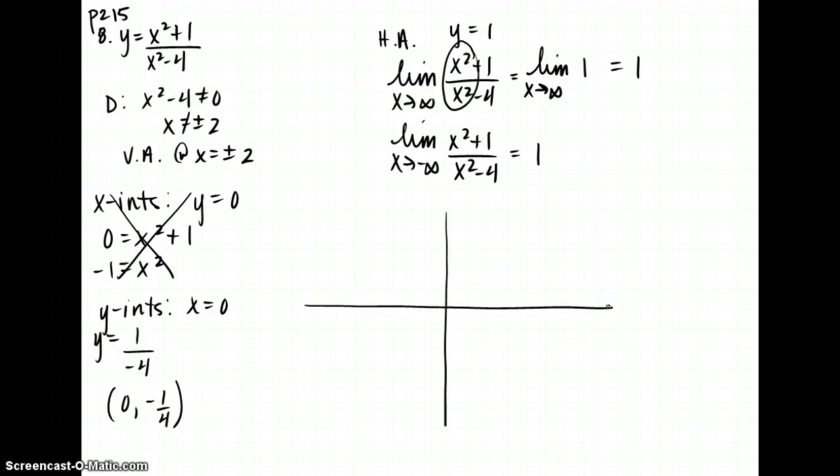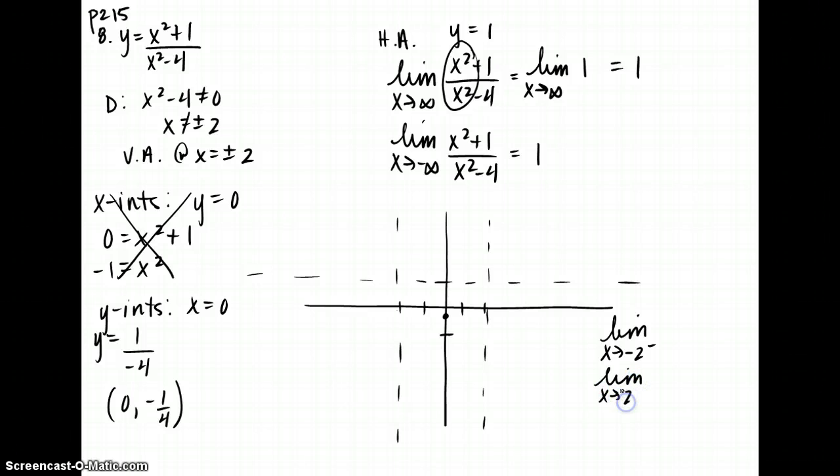Now, at the end of chapter 1, this is all the information we had. Vertical asymptotes, horizontal asymptote, y-intercept at (0, -1/4), no x-intercepts. Now, to determine the behavior of the function around the vertical asymptotes, we looked at the one-sided limits. -2 from the left, -2 from the right, +2 from the left, and then +2 from the right.